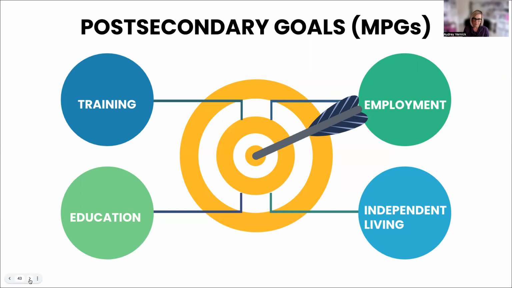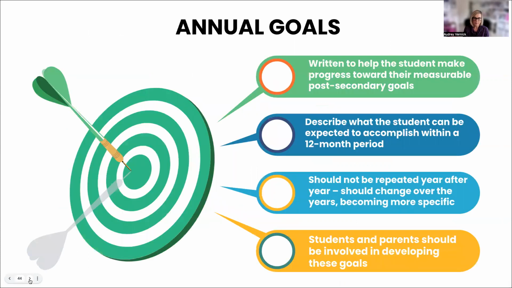Some teams presume that goals in independent living are only for students with intellectual disabilities or significant or multiple disabilities or autism or something like that. But many students have difficulty with independent living skills and may require additional training or instruction. So I always push for independent living to be considered both in assessment and in goal areas. And again, those annual goals are written to help the student make progress towards their measurable post-secondary goals.